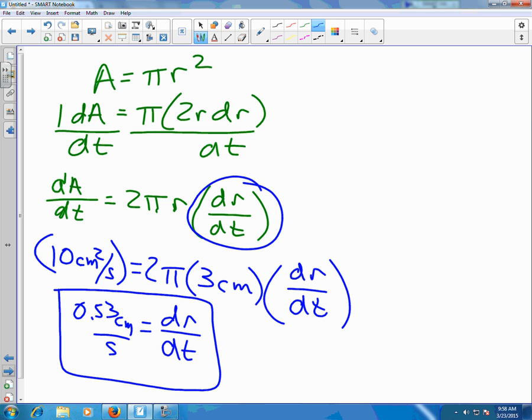Did y'all get that? Are you dividing 10 divided by 6 pi? Yeah. Yeah, so 2 times 3 is 6, right? So. Yeah, is your units equal to squared, the centimeters? No, that's just your units, right?